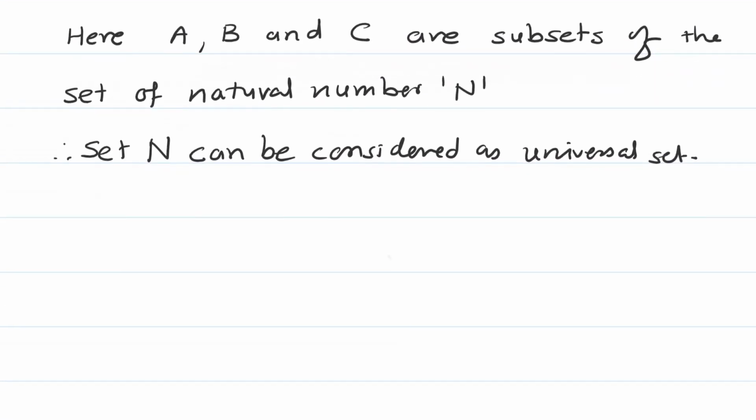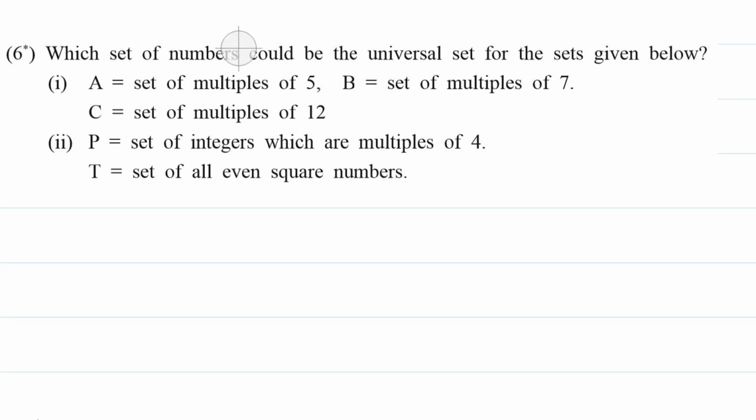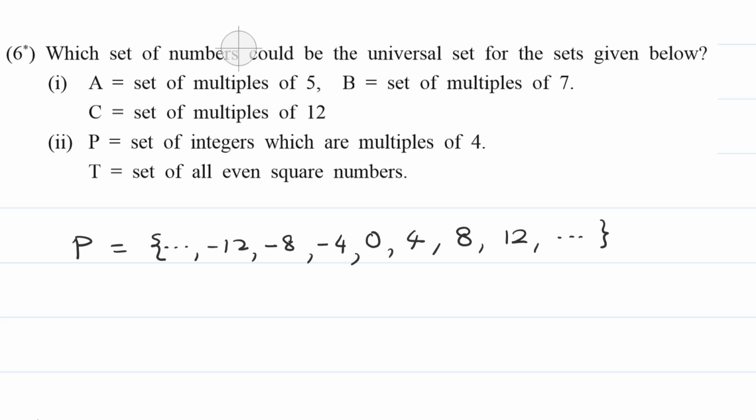Second question, sub question 2. P is the set of integers which are multiples of 4. The set of integral multiples of 4: 0, 4, 8, 12, and so on, and on the left-hand side minus 4, minus 8, minus 12, and so on. So the set P is a subset of integers.